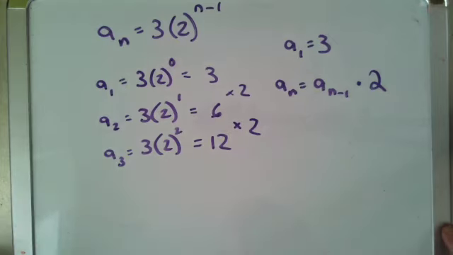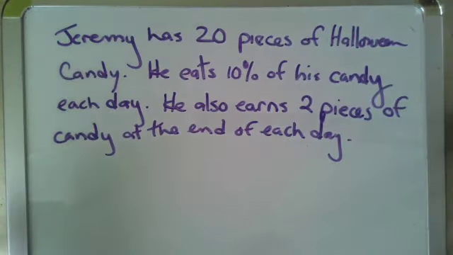However, sometimes we have sequences of numbers that do not fall into either of these categories, but it is still helpful to be able to write a rule for them. So for example, Jeremy has 20 pieces of Halloween candy. He eats 10% of his candy each day. He also earns 2 pieces of candy at the end of each day. So let's write a rule for this.